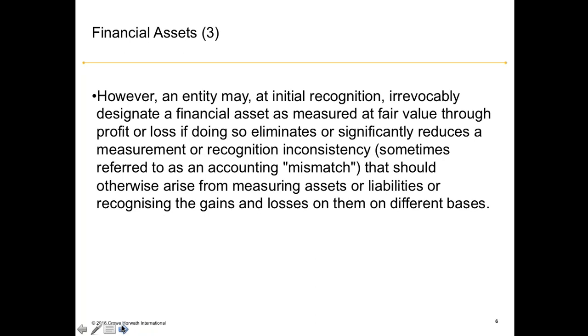However, an entity may, at initial recognition, irrevocably designate a financial asset as measured at fair value through profit or loss if doing so eliminates or significantly reduces a measurement or recognition inconsistency. That's sometimes called an accounting mismatch that should otherwise arise from measuring assets or liabilities or recognizing the gains or losses on them on different bases. So this addresses an accounting mismatch issue and helps with the application of the standard.